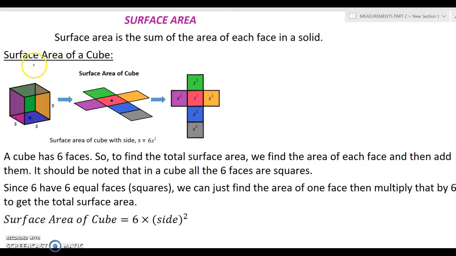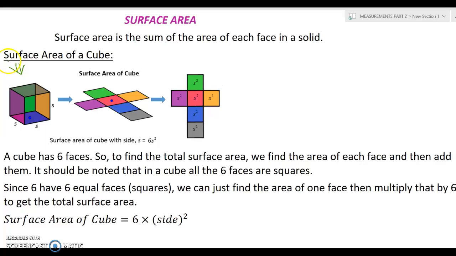Now here, let's look at the surface area of a cube. Now this is how a cube looks. I think everyone knows what a cube looks like. If you want, you can pause this video, go find a cube around the house, if it's a box, a jewelry box or something like that, and just hold it while you're watching this video.